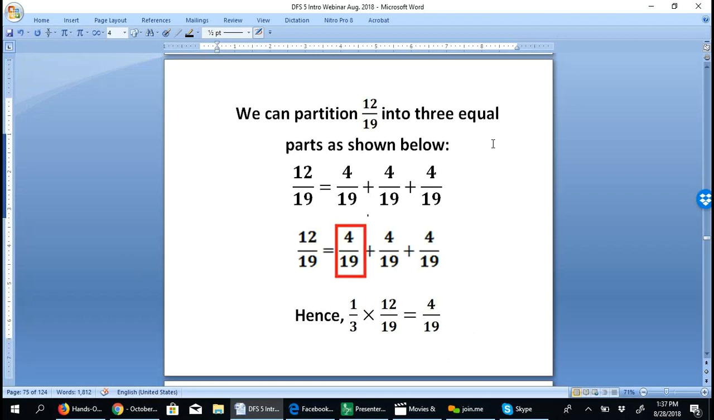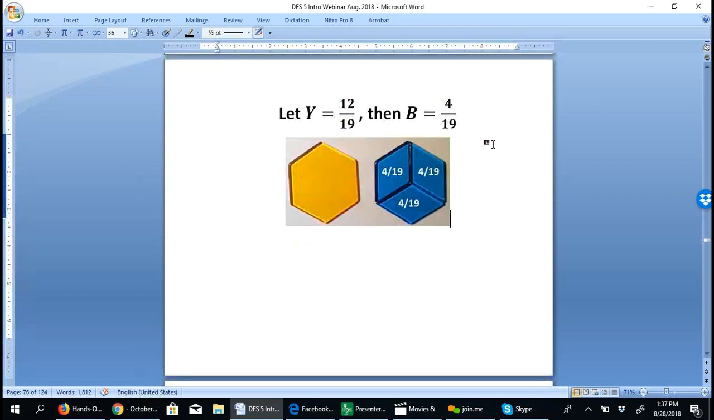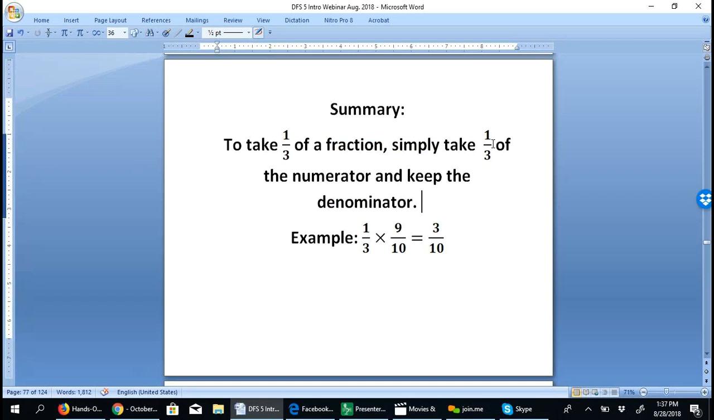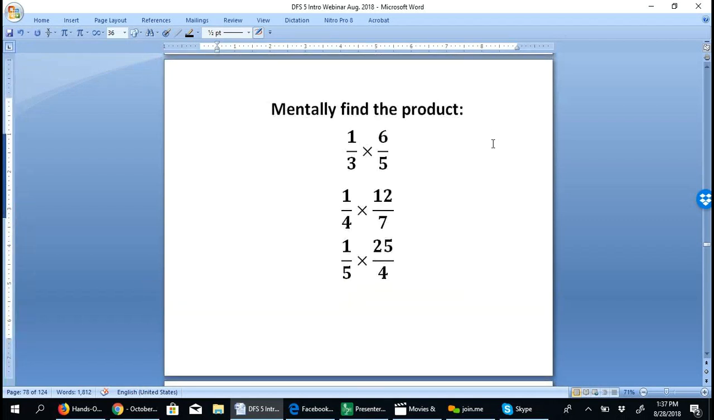Okay, would you all text chat okay if you see that a third of 12/19 is 4/19? Do you all see that? Text chat okay? Good. So to take a third of a fraction, we simply take a third of the numerator and keep the denominator. A third of 9/10 is 3/10. Okay, let's see how we do with these.